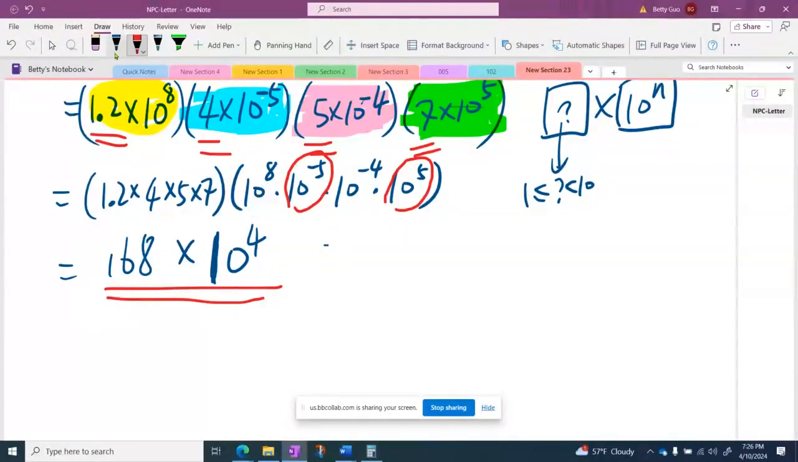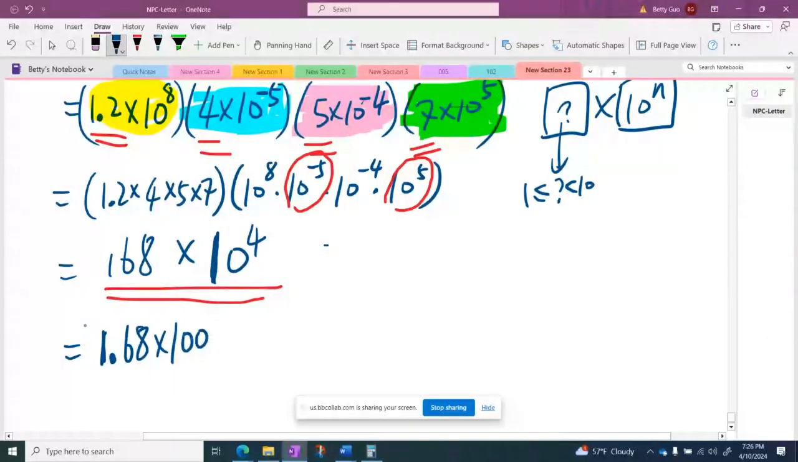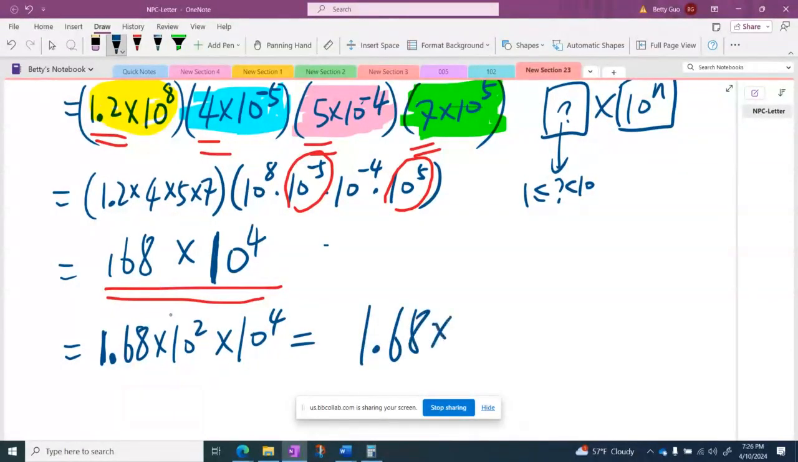So we have to rewrite 168 as 1.68 times 100, right? And the 100 can be written as 10 to the power 2. And then bring down 10 to the power 4. So we have 1.68 times 10 to the power 6. And that's the answer. The question requires us to write the result in scientific notation. Then we will have to do that.